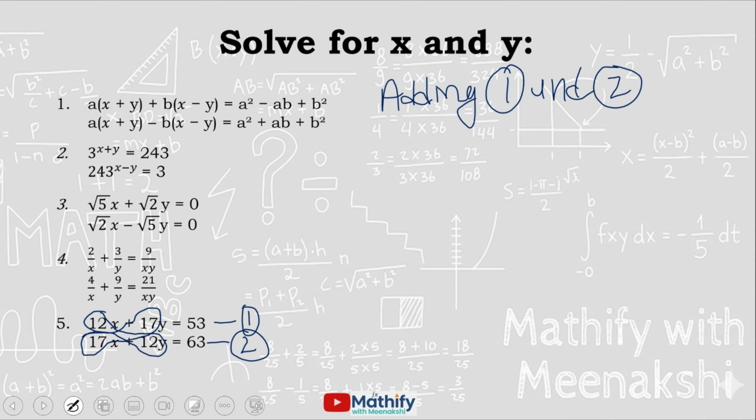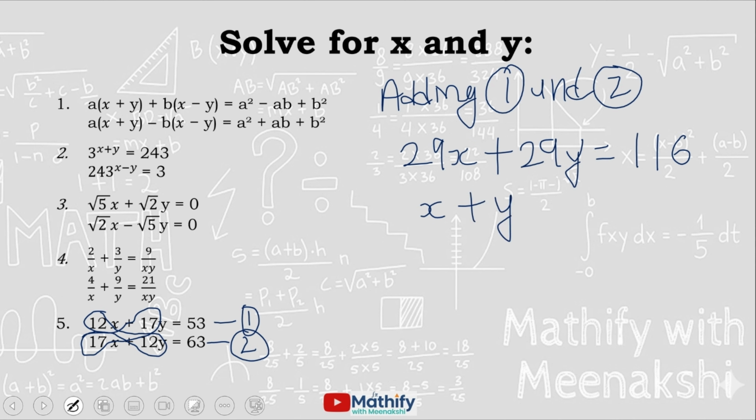What you will get? 12 plus 17, that is 29x. Again 17 plus 12, that is 29y. And then you have to add, that will give you 116. Okay, so this is your first equation. Even you can divide this whole equation by 29. So what you will get when you divide by 29? x plus y is equal to 4. So this is my new equation. You can mark this equation as 3.